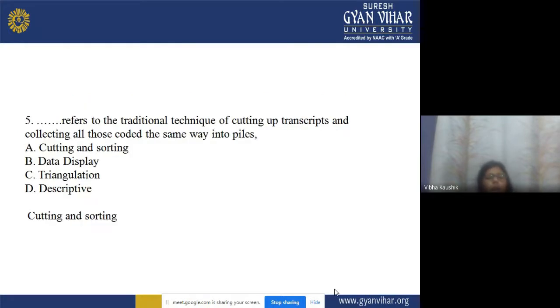Now, the fifth one: dash refers to the traditional technique of cutting up transcripts and collecting all those coded the same way into piles. And the options are A cutting and sorting, B data display, C triangulation, or D descriptive. And the correct answer is option A, that is cutting and sorting.